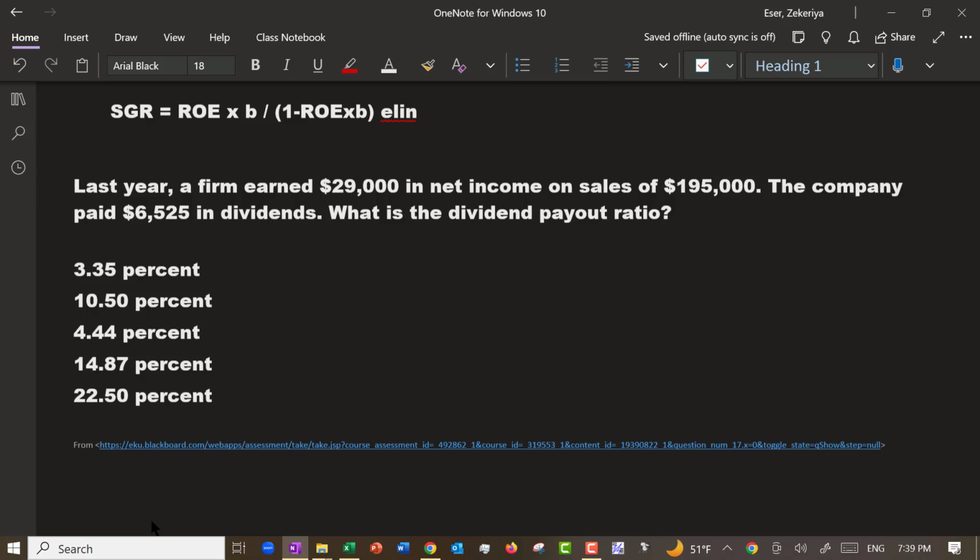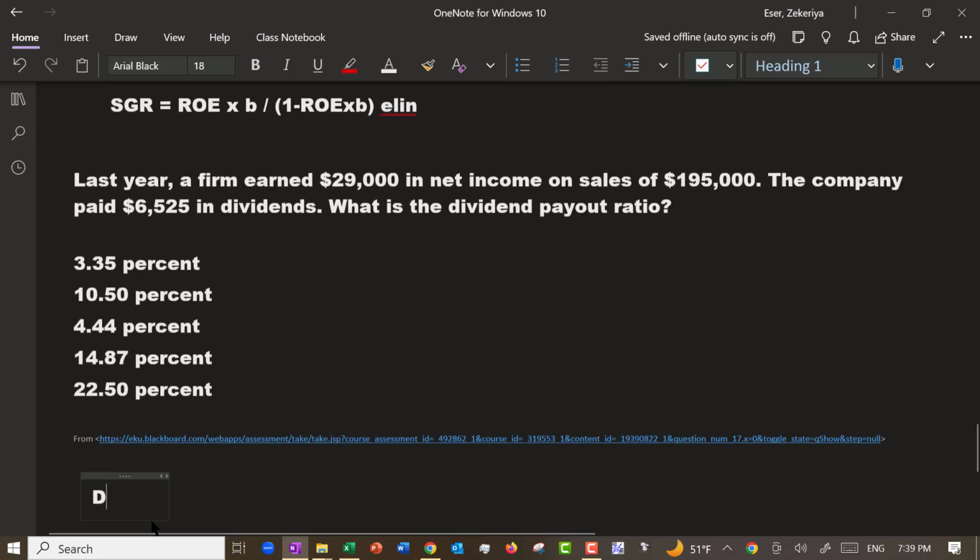$3.35%. How did you find that? The 65.25 divided by the 195,000. Those numbers don't mean anything to me. What are they? The cash paid in dividends divided by your net income. Exactly. That's the definition of dividend payout ratio.